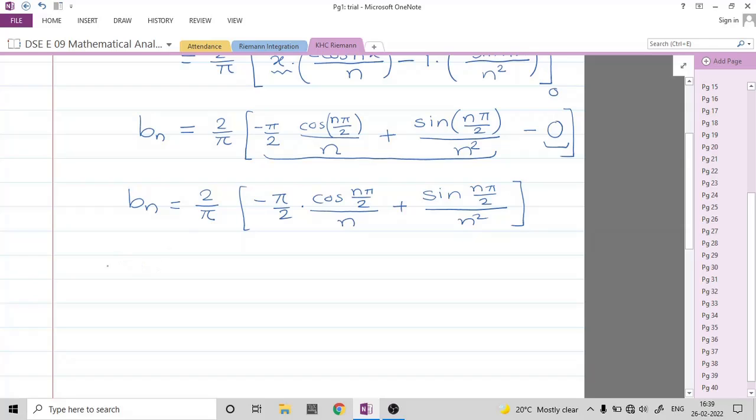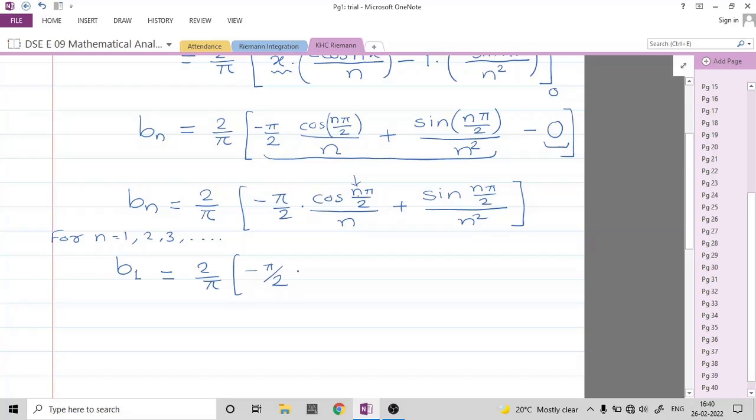We can find out a few values for n equal to 1, 2, 3. Accordingly, for n equal to 1, 2, 3, let me show you a few values of b1, bn. When you put n equal to 1, b1 is equal to 2 by pi minus pi by 2.